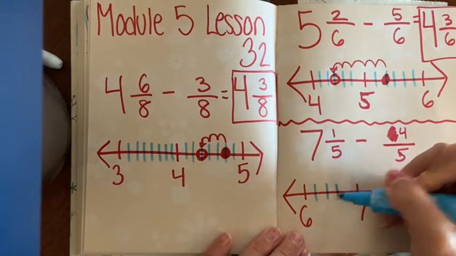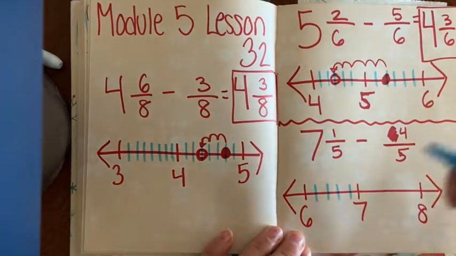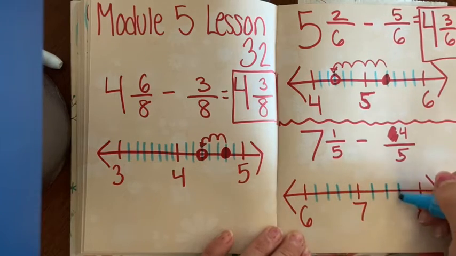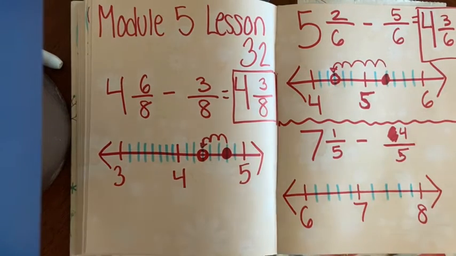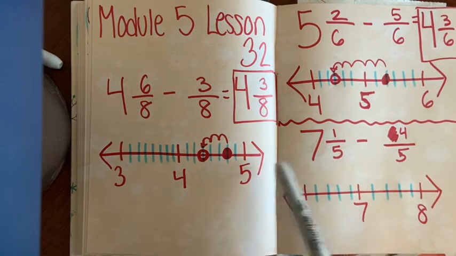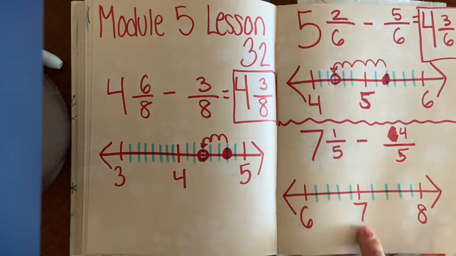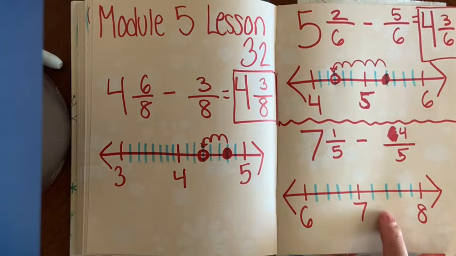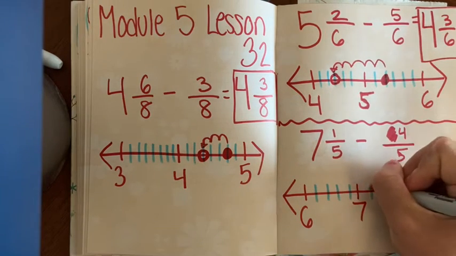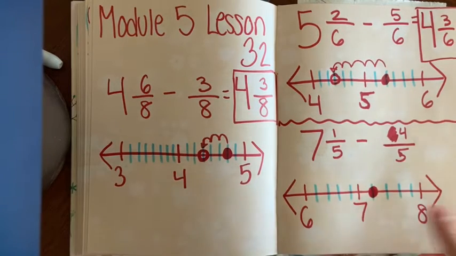1, 2, 3, 4, and 5. Now that we have labeled what our number line should look like, we're able to find where 7 1/5 is going to be. So go to your 7 wholes and then count over by 1/5. Making our 7 1/5 mark right here. Now we know we're subtracting 4/5.